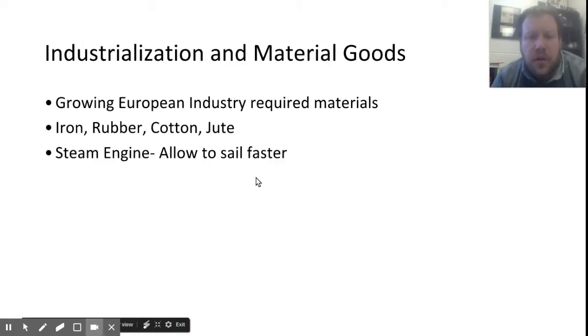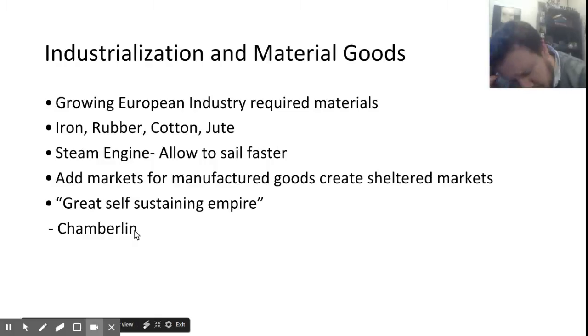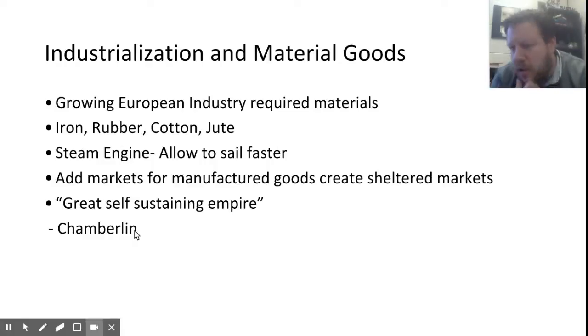Now, industrialization of material goods is a big part of it. So in this quote here from Chamberlain, one of the prime ministers or one of the MPs in Britain at the time, he said we need to make Britain a great self-sustaining empire, almost like mercantilism to a degree. Because European industry needed those raw materials. They needed the stuff to make stuff from.